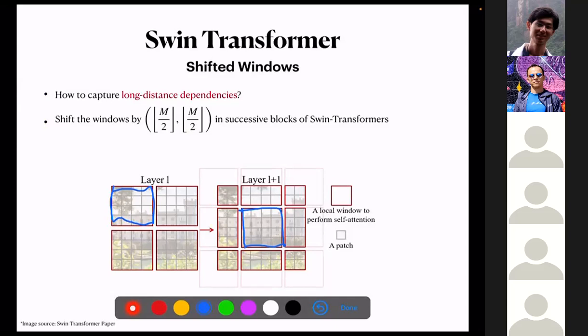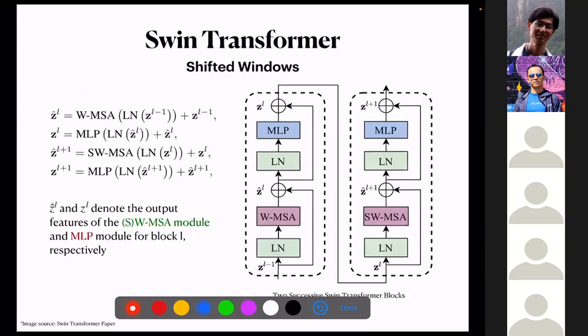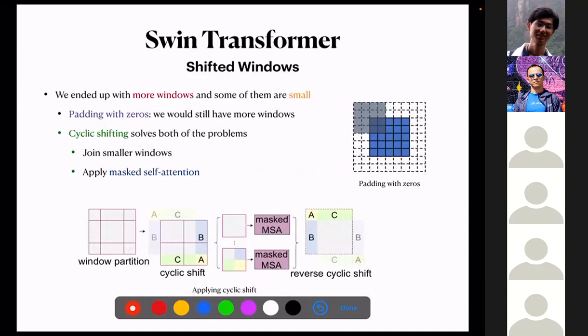So there are some problems though. First of all, we now have a different number of windows per image in consecutive transformer blocks. And now we have windows of different sizes. I'll go back to the previous slide. So this problem can be solved in two ways. One way is padding with zeros, then we will have all of the windows of the same size, but we will still have different window numbers in different transformer blocks.